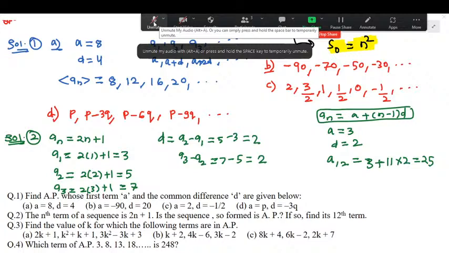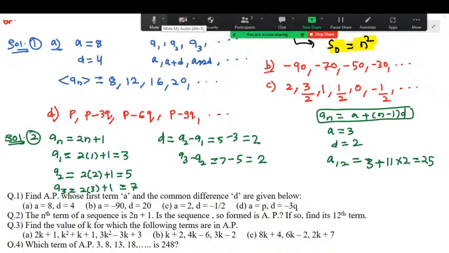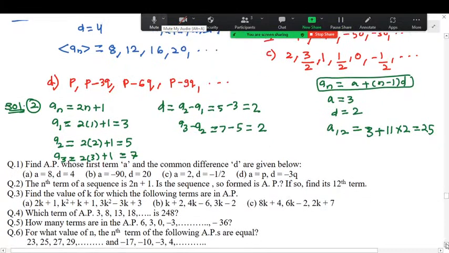Hello. Yeah, sir. Yeah, you got this. 25 is your... wait, so the 12th term equals 3 plus 11 times 2 equals 25. Yeah, exactly. The second question, right? Yeah, it's the solution to the second one. Okay, now we should solve the third one.